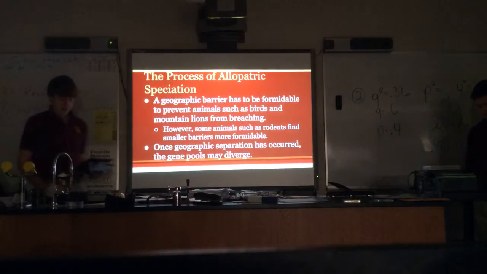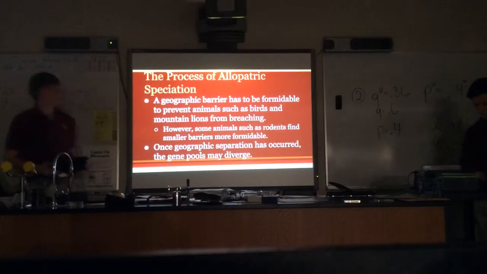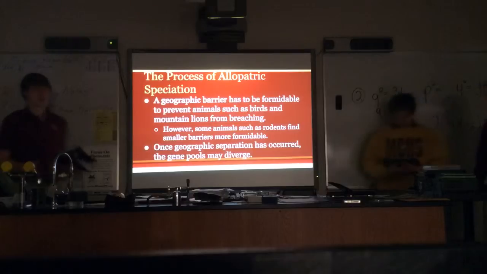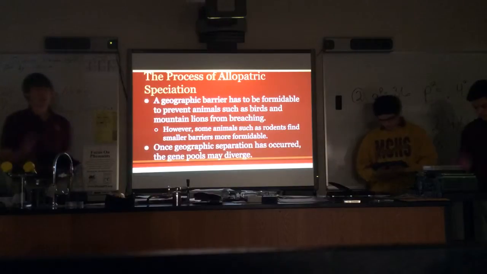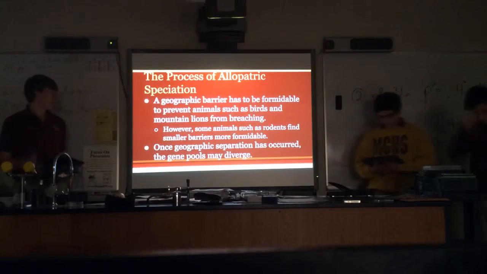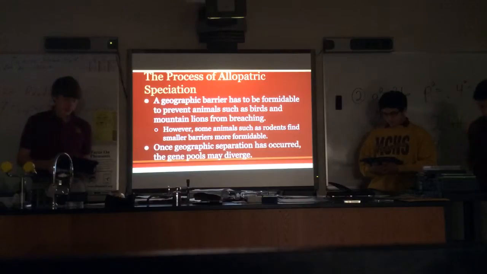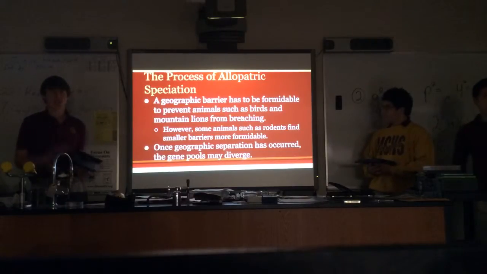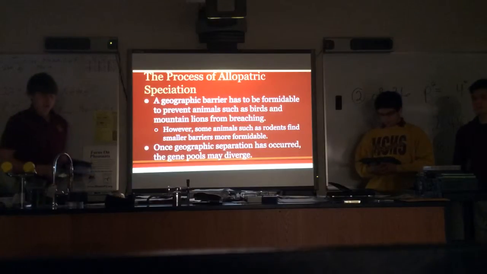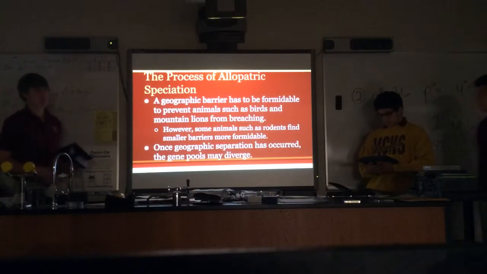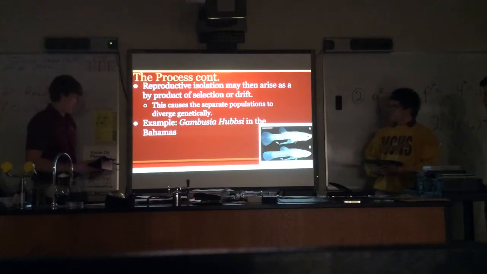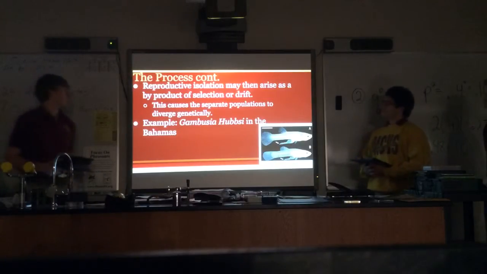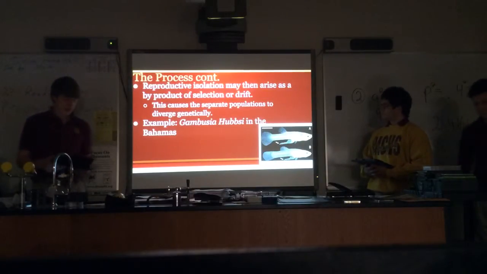So in the process of allopatric speciation, the geographic barrier has to be formidable to prevent animals such as birds and mountain lions from breaching it. But some animals, such as rodents, find smaller barriers more formidable than others. And once geographic separation has occurred, the gene pools may diverge, and this leads to allopatric speciation. And when this occurs, different mutations, genetic drift, and natural selection lead to a change in that population. Reproductive isolation may then arise also as a byproduct of selection or drift. And this causes separate populations to diverge genetically.